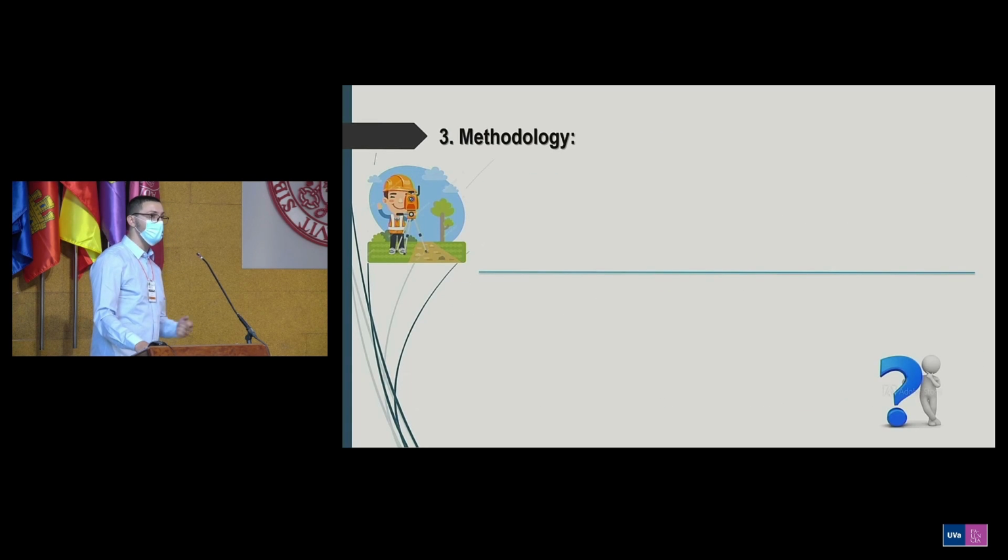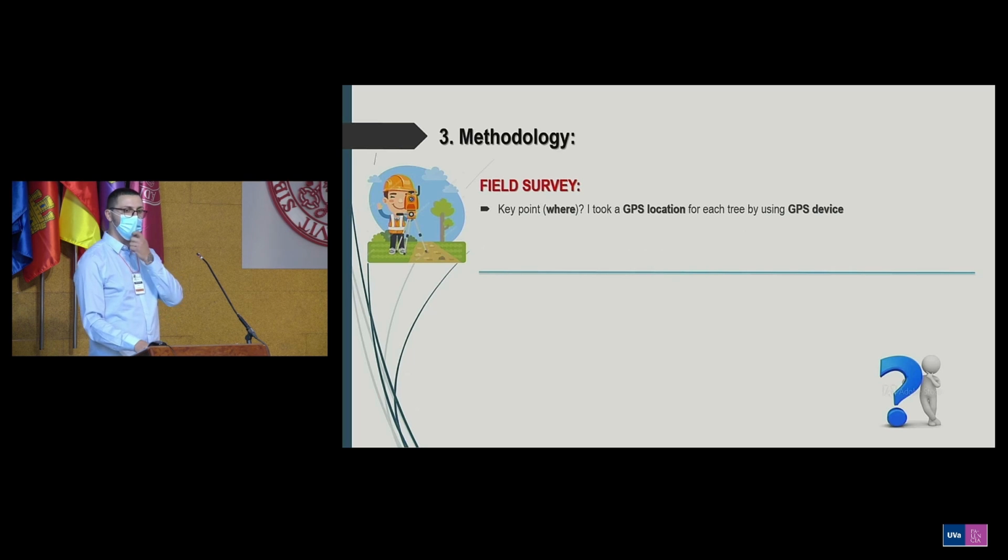Well, to prepare this tree ID, I needed to work. I started with a field survey. Firstly, I needed to know where each tree comes from, right? All of us have our country on our ID. So I needed to know the position, where the tree is. I took the GPS location of all individuals in the park.